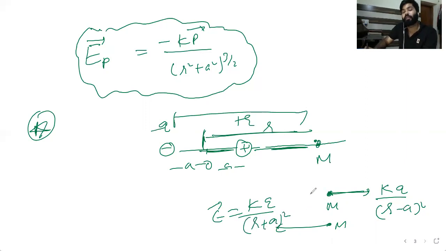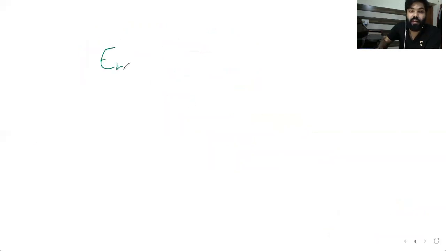Now the electric field due to the plus charge is greater than the electric field due to the minus q charge, because the distance of plus q from M is small, whereas the distance of minus q from M is big. As we know, electric field is inversely proportional to the distance squared. So the electric field due to the plus charge will be higher than that of the negative charge. So E net would come out to be the vector sum of E of plus q and E of minus q.